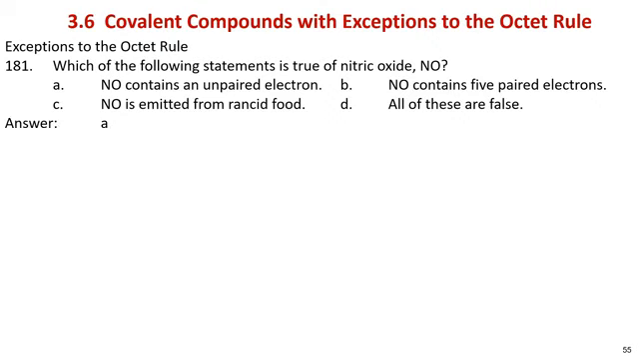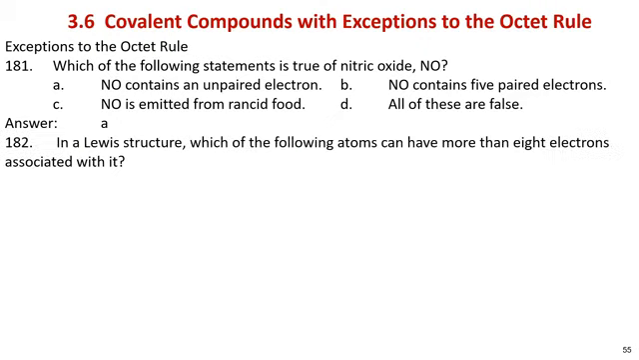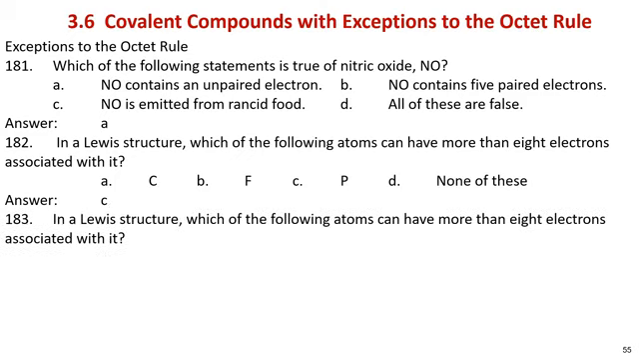B contains an unpaired electron. A Lewis structure is not correct if it has an unpaired electron. Unpaired means a single electron. If you have 9 electrons, you cannot pair up. 4 pairs plus 1.